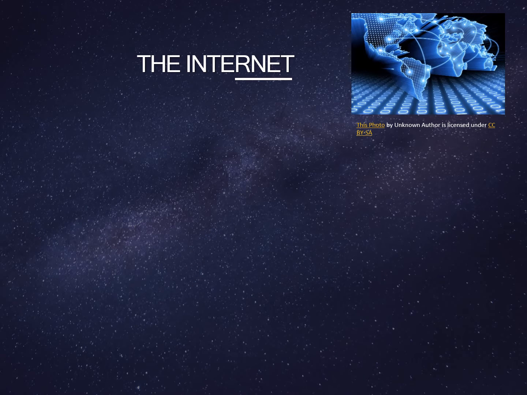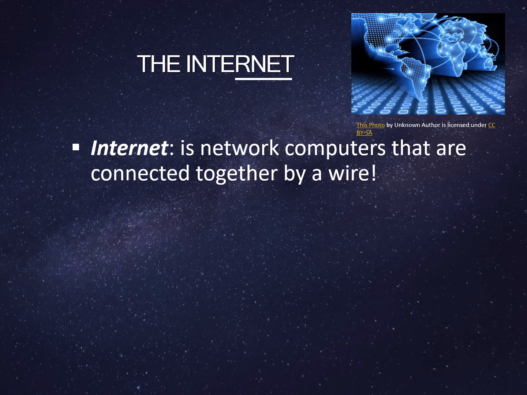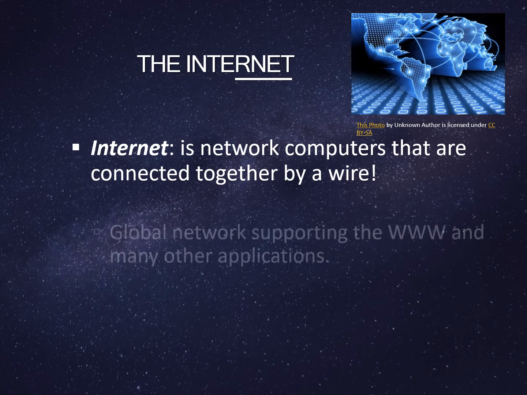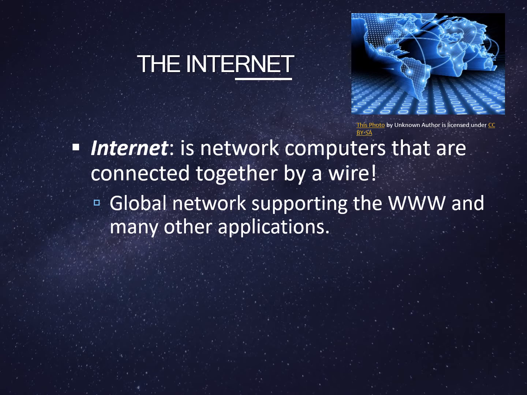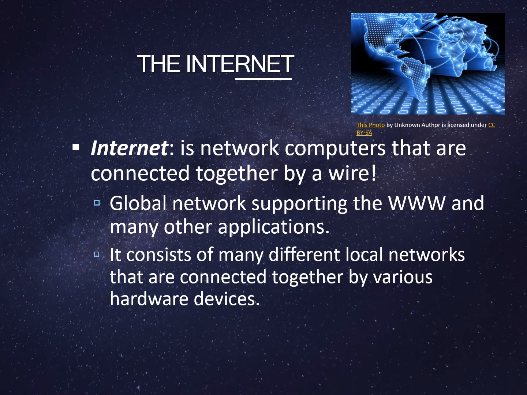The Internet, on the other hand, is networked computers that are connected together by a wire. They are global networks supporting the www and many other types of applications. The Internet consists of many different local networks that are connected together by various hardware devices.